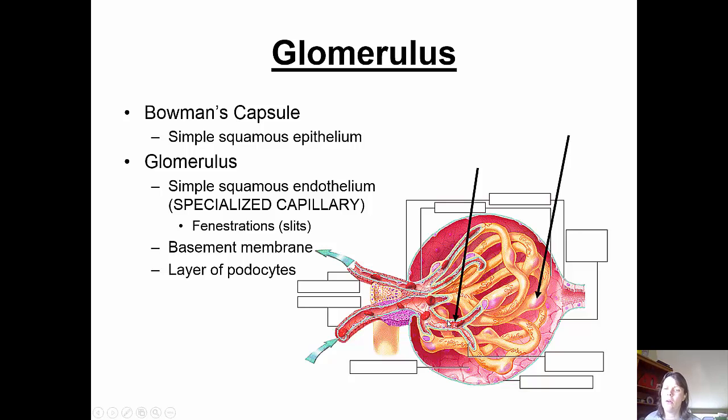Remember, our other capillary networks that we found throughout the systemic and even the pulmonary systems, we were just looking at gases going back and forth. Water would be another thing, but we really didn't talk about some of these other bigger things.